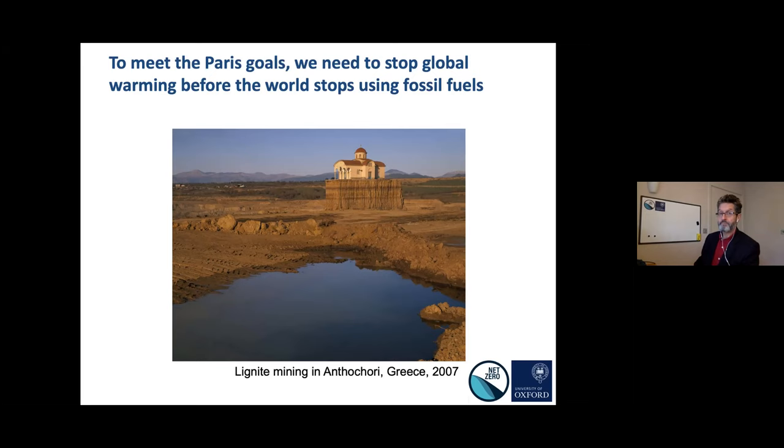This is important, of course, because a lot of people would like to talk about how we can move on from using fossil fuels rather than how we can stop fossil fuels themselves from causing global warming.